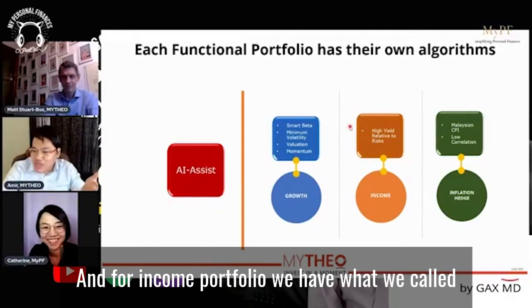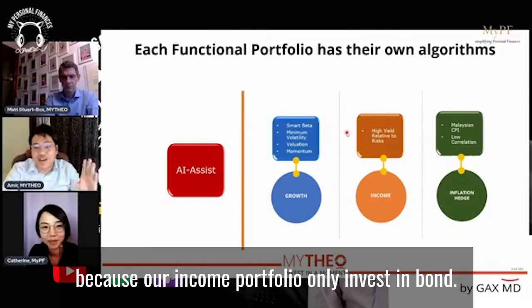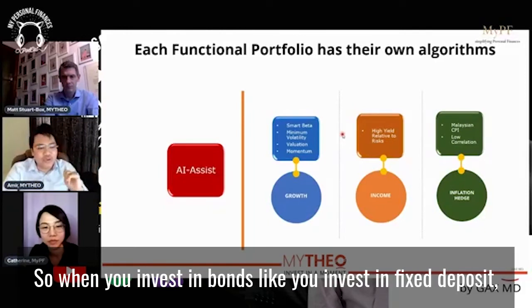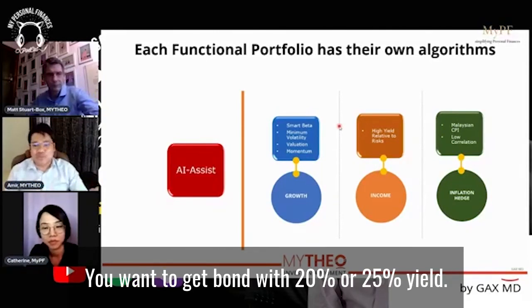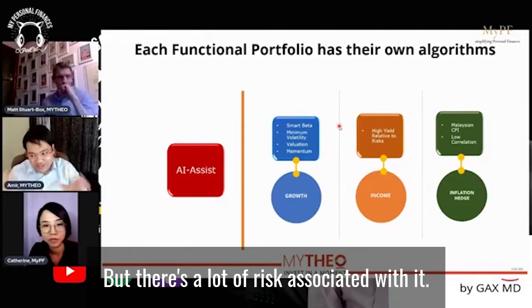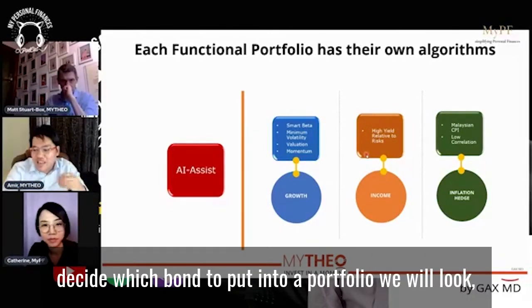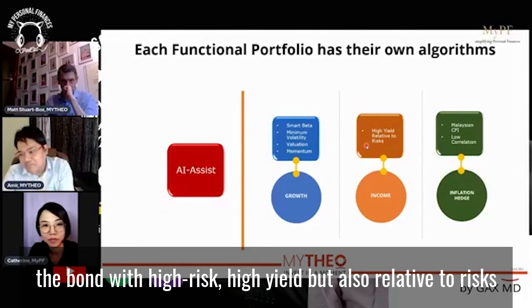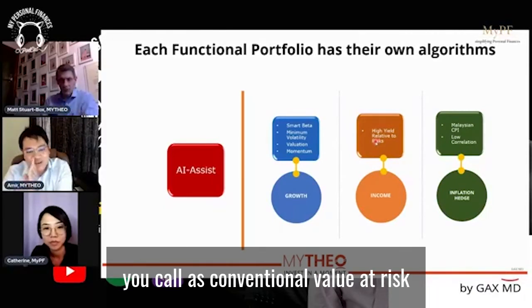For the income portfolio, we have what we call high yield relative to risk, because our income portfolio only invests in bonds. When you invest in bonds, like a fixed deposit, your focus is always to get the highest yield possible. Getting a bond with 20% or 25% yield is doable, but there's a lot of risk associated with it. That's why when our algorithm decides which bond to put into our portfolio, it looks for bonds with high yield, but also relative to risk. The risk measure that we use is a statistical number we call CVaR, conditional value at risk.